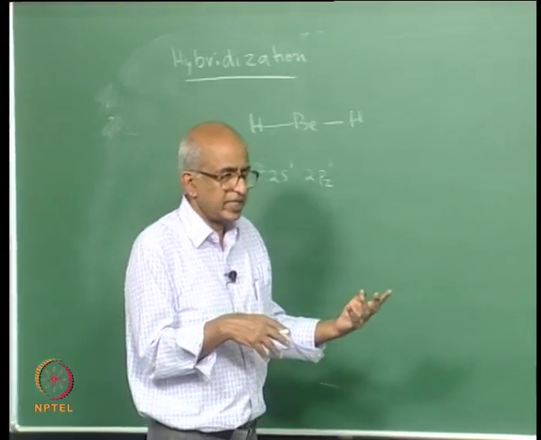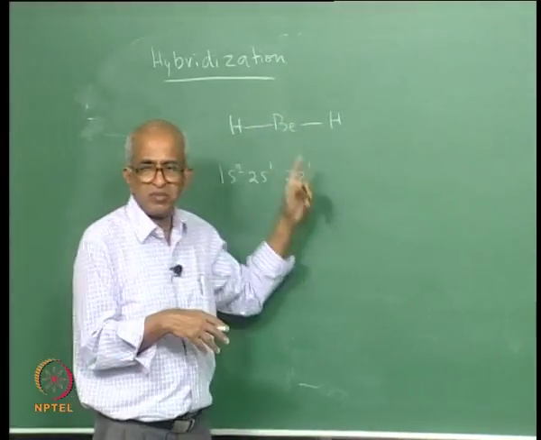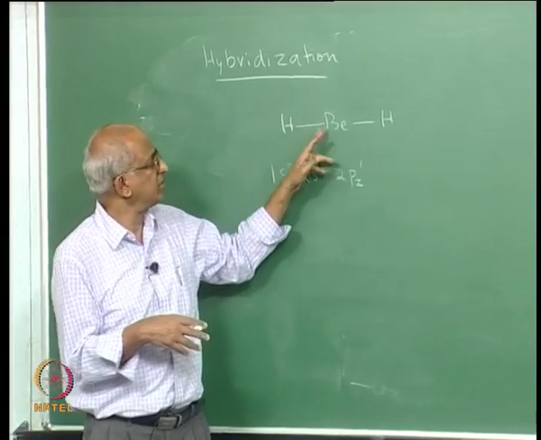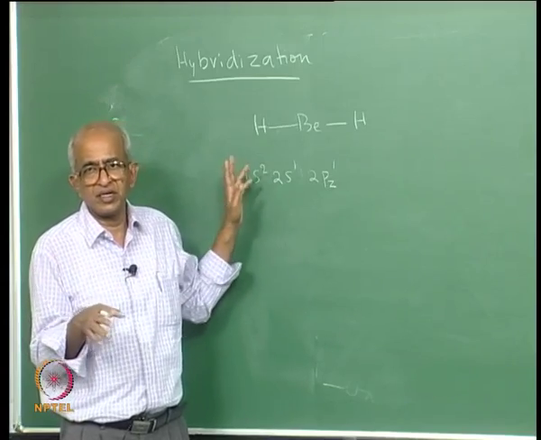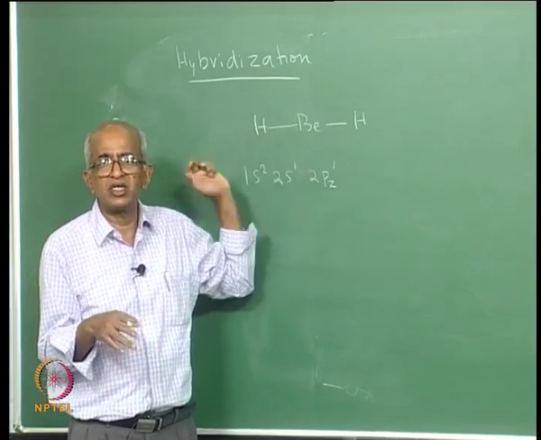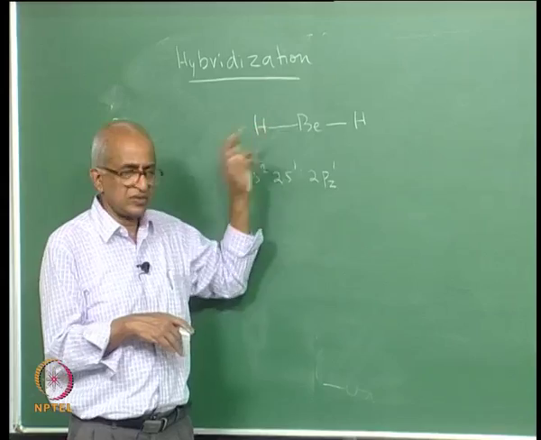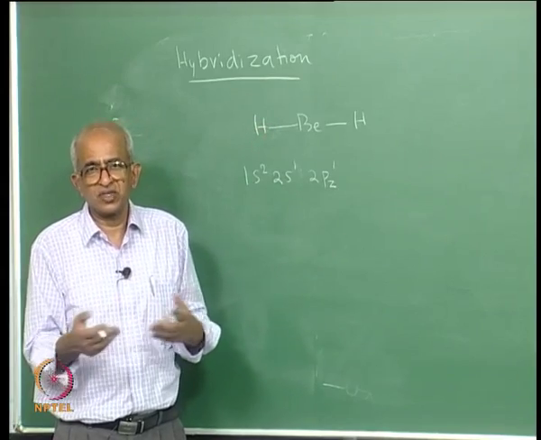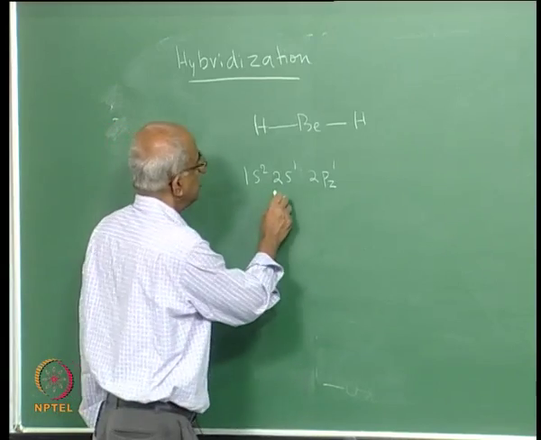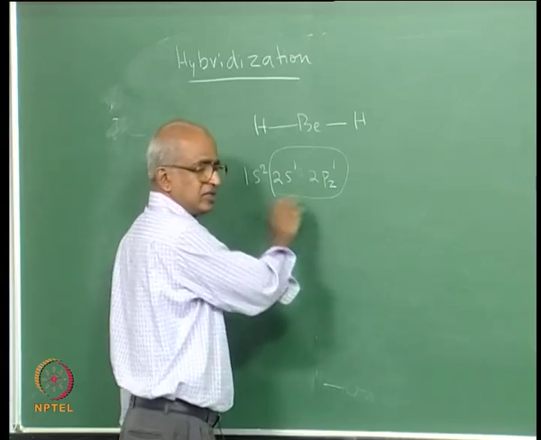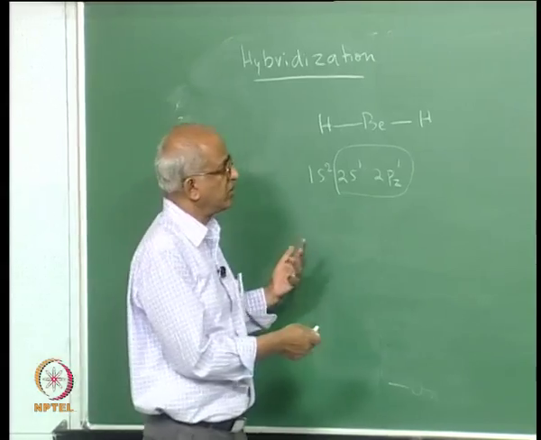But then when you do an experiment measuring the bond length for the bonds in BeH2, you find that the two bonds have the same bond length, and any experiment that you perform indicates that the two bonds are completely equivalent. And then to explain this equivalence, the concept of hybridization was introduced by Pauling. So, what he said was this: imagine that these two orbitals, 2s and 2pz, are mixed together. So, how are they going to get mixed together?